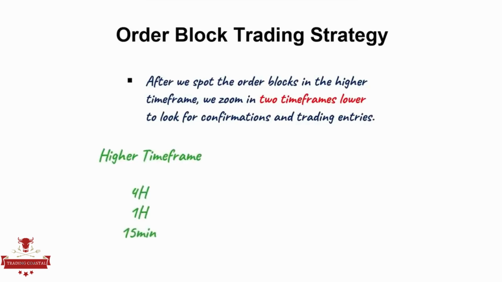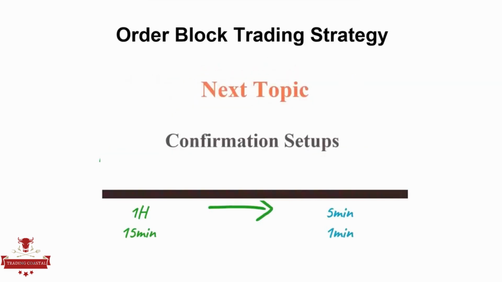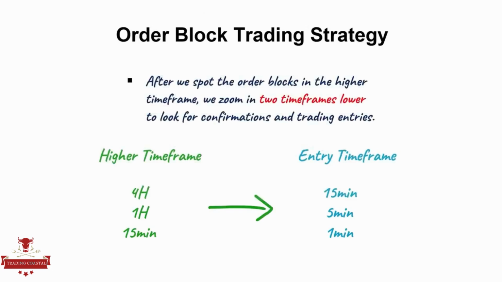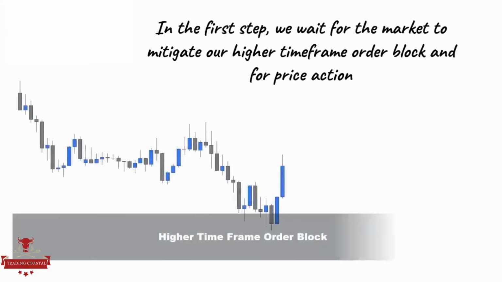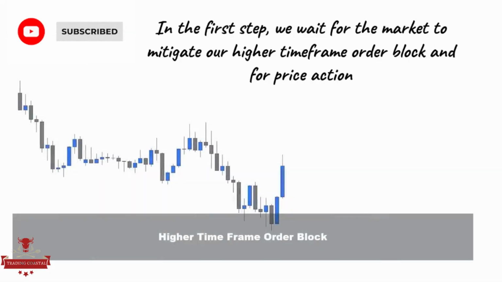So when we use the 4-hour, 1-hour, and 15-minute charts as our higher time frame, we look for entry reasons in 15 minutes, 5 minutes, and 1 minute, respectively. You could use multiple price action setups as confirmations for trading the order blocks. Here are some of the most common patterns we trade in the market. In the first step, we wait for the market to mitigate our higher time frame order block and for price action to show its next move.